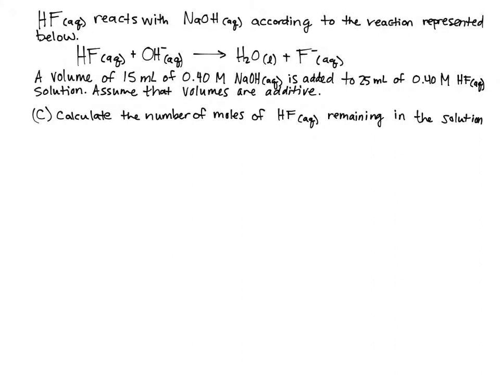This is 2007 Part C. Hydrofluoric acid reacts with sodium hydroxide according to the reaction represented below. We have an HF plus an OH minus that came from your NaOH, and that's going to yield water plus your fluoride ion. Now this looks kind of weird because the sodium's not included, but that's just because sodium ion is a spectator.